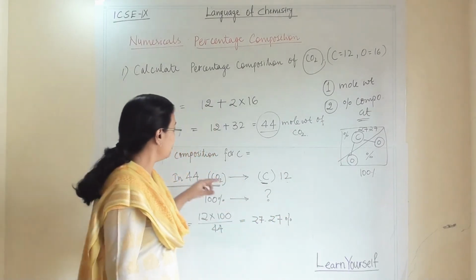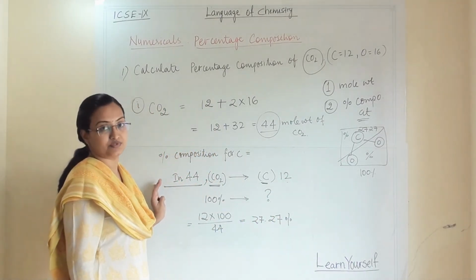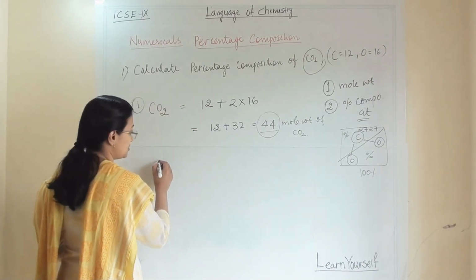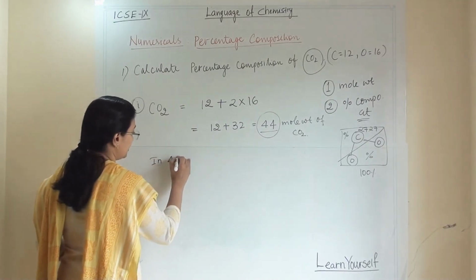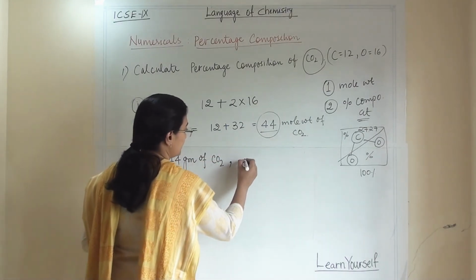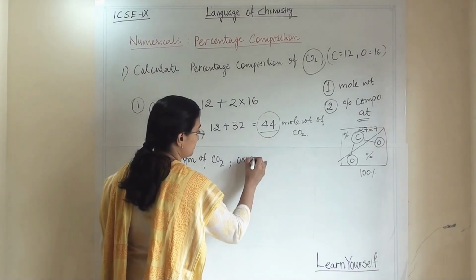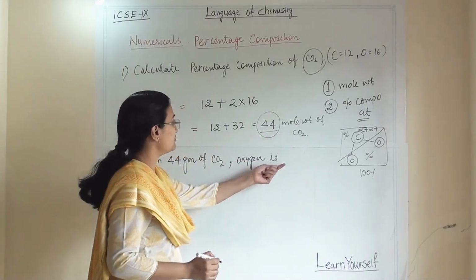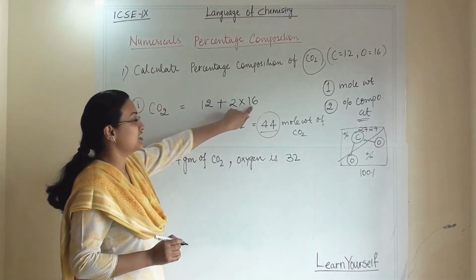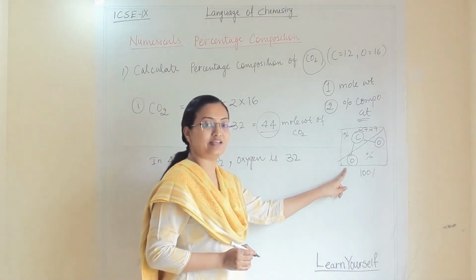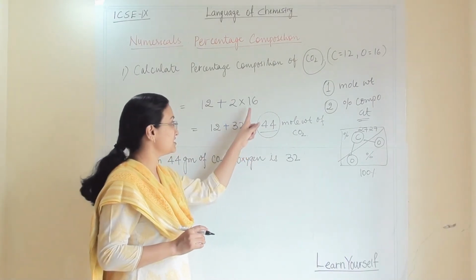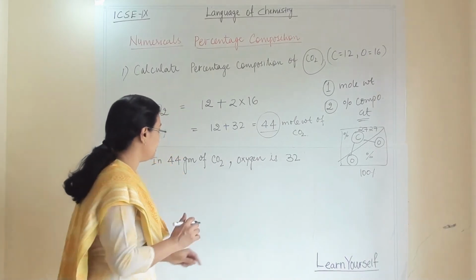But you have to show it via these steps. Now let us find out for oxygen. So for oxygen, in 44 gram of carbon dioxide, how much our oxygen is? The 32. We are not writing here 60 because in the molecule there are 2 oxygen. So we have to write here 32 and not 60. Oxygen is 32.